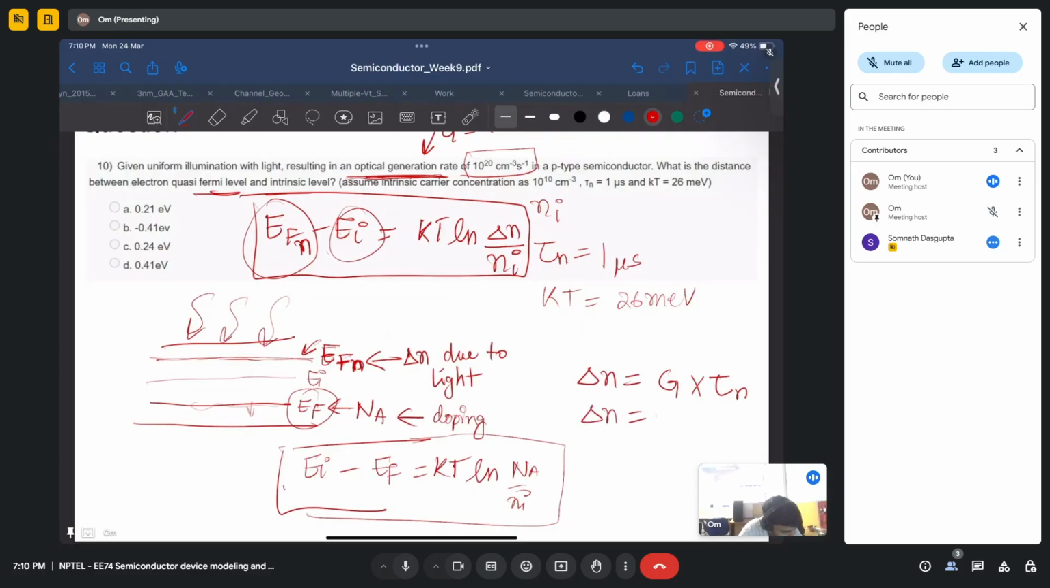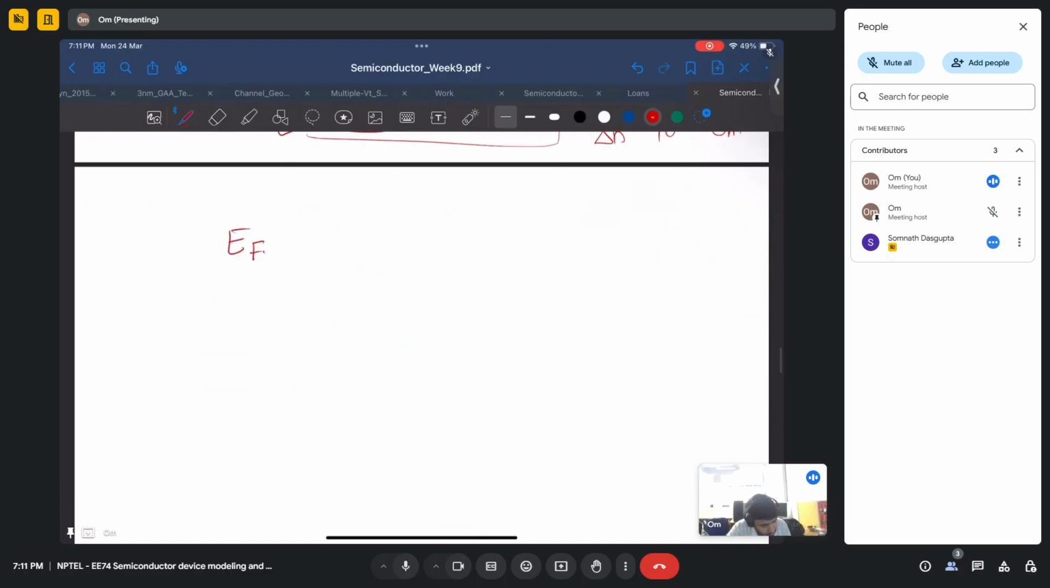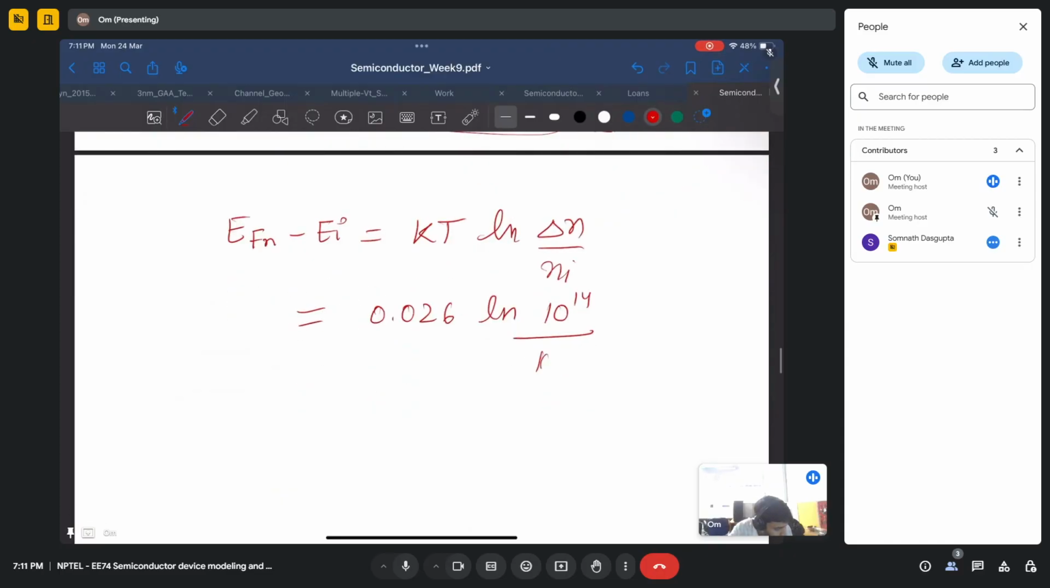So delta n will be, generation rate is 10 to the power 20 per centimeter cube per second, and tau n is 1 microsecond, 1 into 10 to the power minus 6 second. These two will cancel, and this will give me 10 to the power 14 per centimeter cube. Okay, so we have EFN minus EI equals KT ln delta n by Ni, which is 0.026 ln 10 to the power 14 by 10 to the power 10.